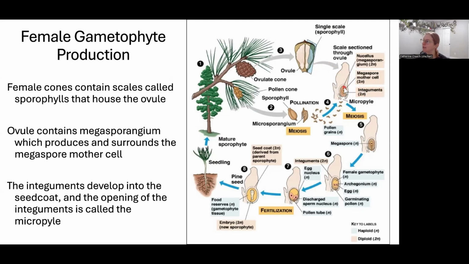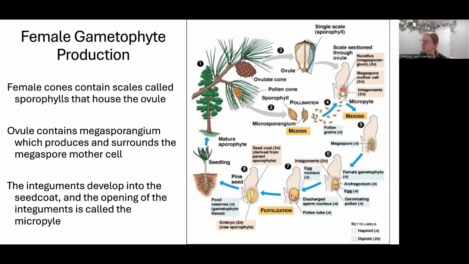Inside of your integuments, you're going to have the megasporangium. It's diploid so far. And inside the megasporangium, you're going to have the megaspore mother cell. That is diploid as well. The hole in the integuments where the pollen can later access the egg that we're going to create is called the micropyle. So that is the hole in the integuments.